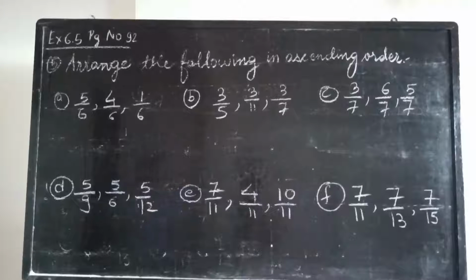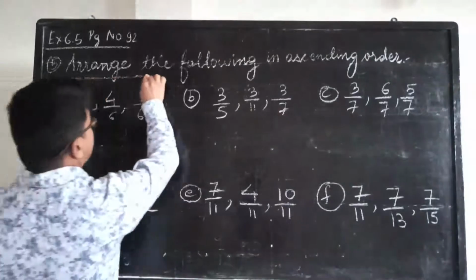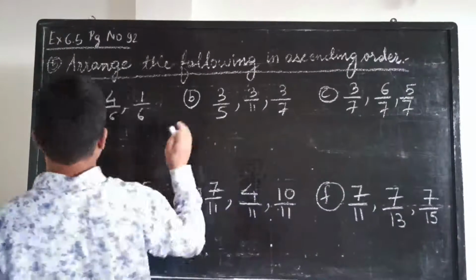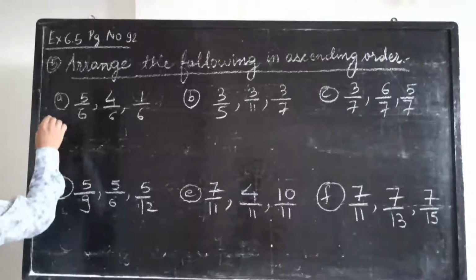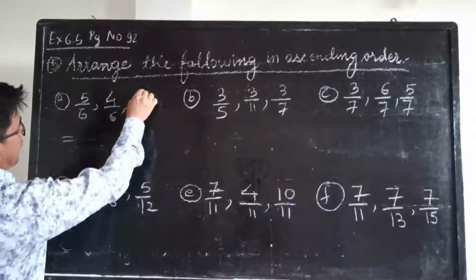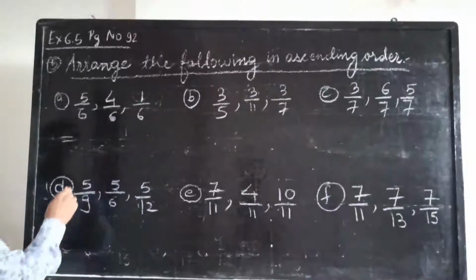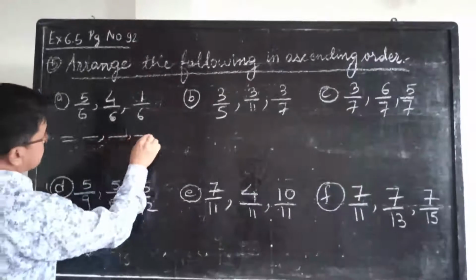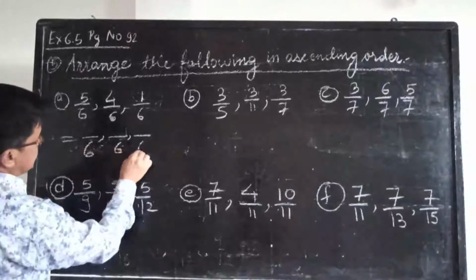Now question number 5. Arrange the following in ascending order. Ascending order means from small to big. Now look at question A. 5 upon 6, 4 upon 6 and 1 upon 6. Here all the denominators are same. Denominators are same. 6, 6, 6.